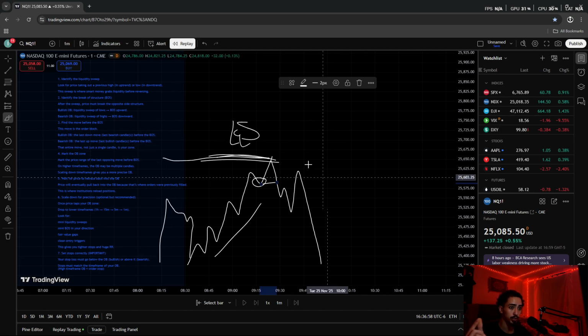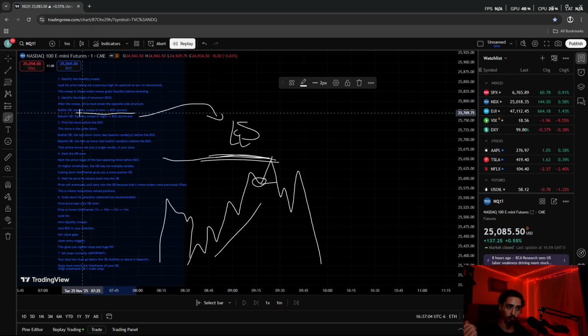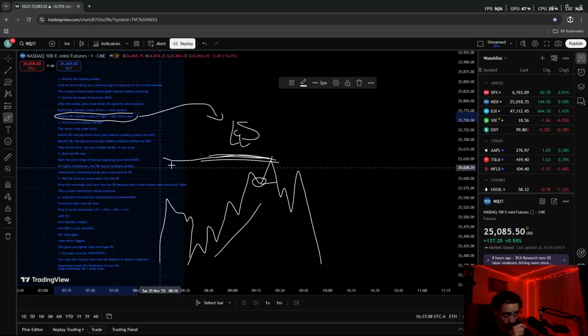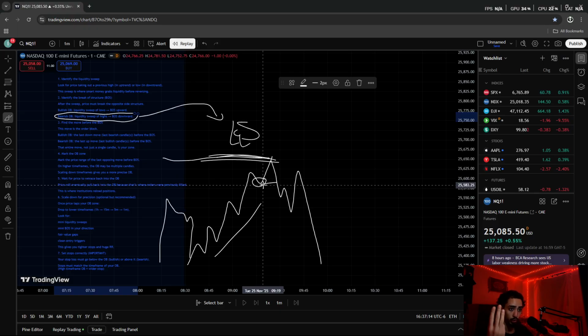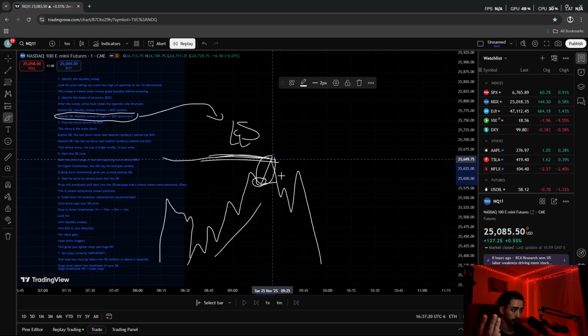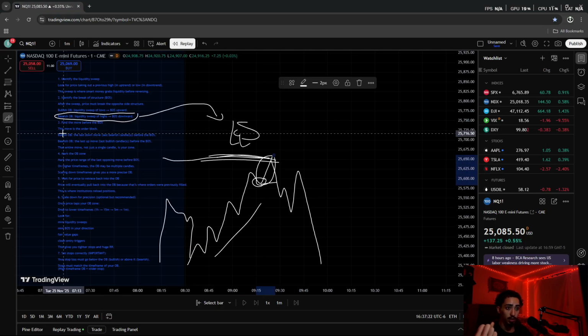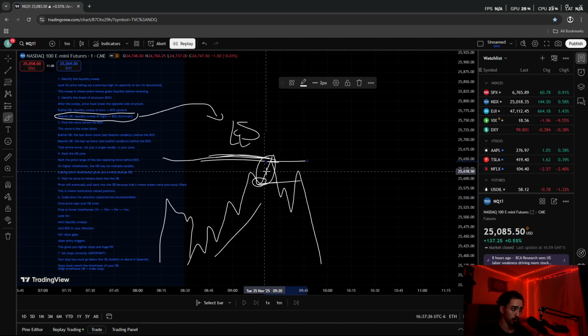So this example right here, okay? This right here. All right, just so you guys know what we're looking at. Step three, find the move before the break of structure. All right, so the move before the break of structure would be this right here. The move is the order block. So this right here would be your order block, okay?